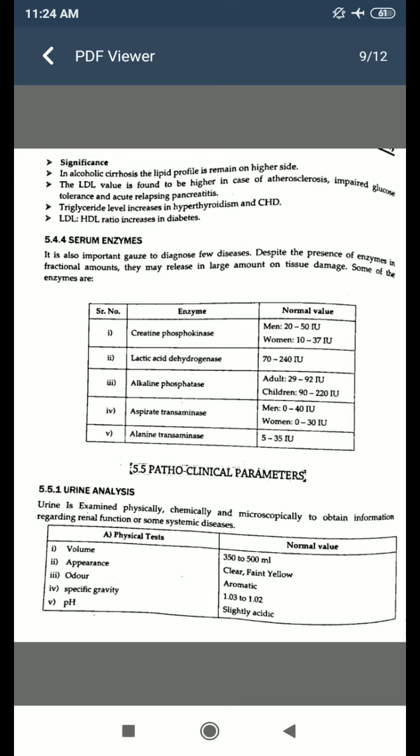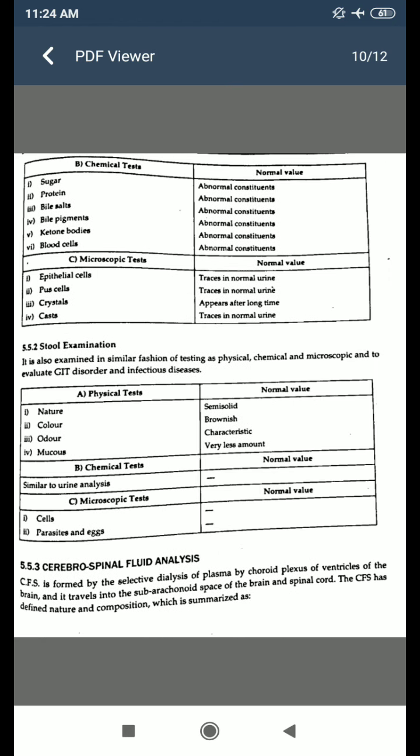Then chemical test. First sugar, normal value, abnormal constituents. Then protein, abnormal constituent. Bile salt, abnormal constituent. Then bile pigments, abnormal constituent, and ketone bodies, abnormal constituent, and blood cells, also abnormal constituent. Okay. Then third is microscopic tests.